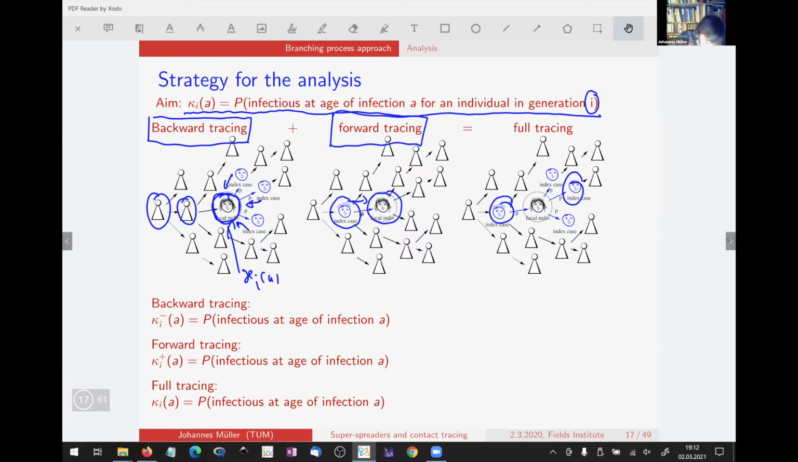For backward tracing, we attach a minus. For forward tracing, we attach a plus. Full tracing is just this kappa I. So that's basically the target, to get this kappa I, because from there we have a lot of things at hand to tell something about the process.